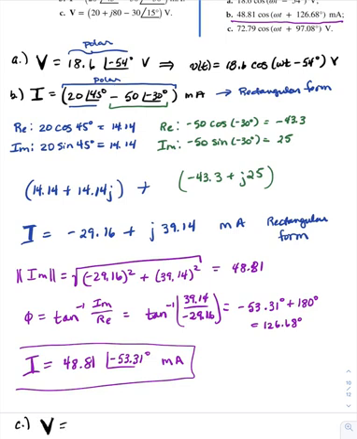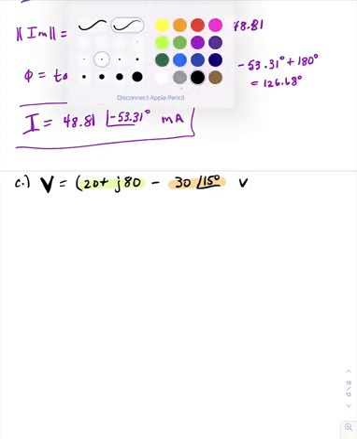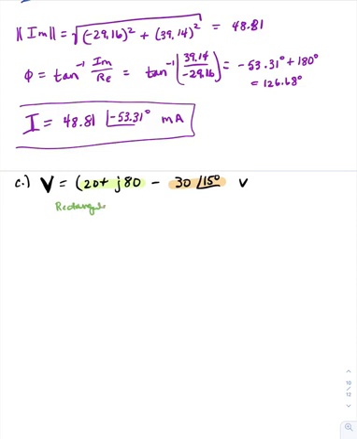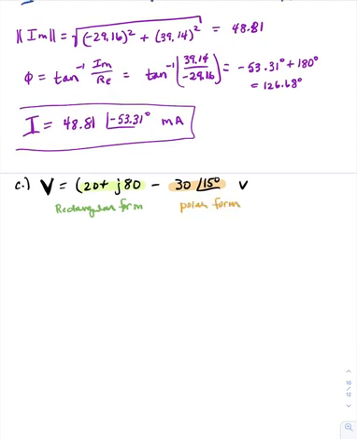V is equal to 20 plus J80 minus 30 with an angle of 15 degrees volts. Okay, so this part is written in rectangular form, and this part is written in polar form. So adding and subtracting is easier to do when you have both in rectangular form. Multiplying and dividing is easier to do when you have both in polar form. So let's convert from polar form to rectangular form on this guy.